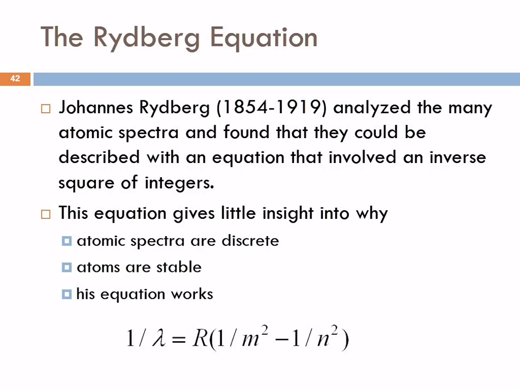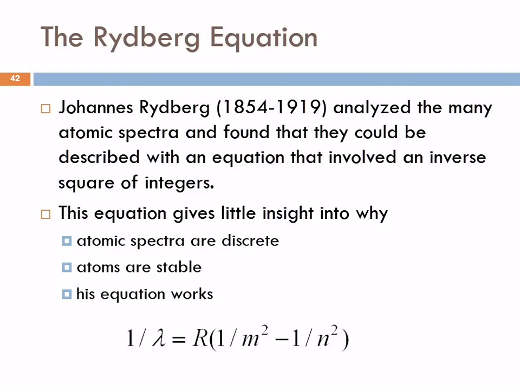So this guy, Johannes Rydberg, looked at a whole bunch of different atomic spectra. He's trying to find out, well, what's going on? What's the relationship between all these lines? And he found that you can describe them with an equation that involves an inverse square of integers. I can't even imagine all the different things he tried. But this is what he came up with. 1 over the wavelength of that light is equal to some constant times 1 over m squared minus 1 over n squared, where n and m are integers.